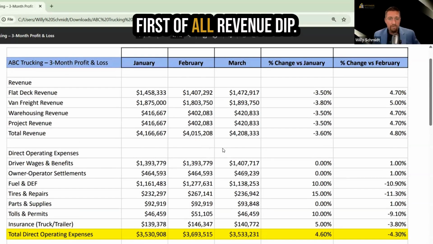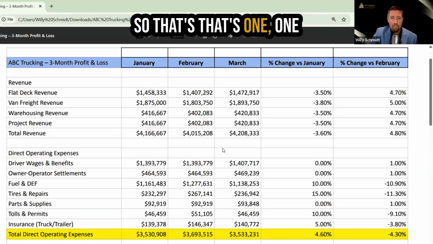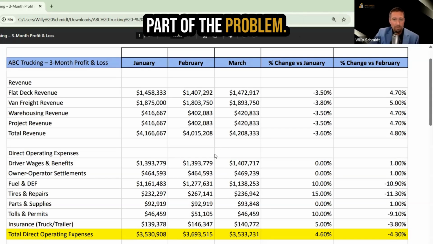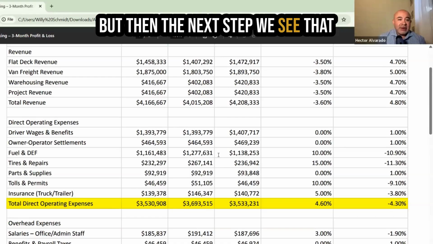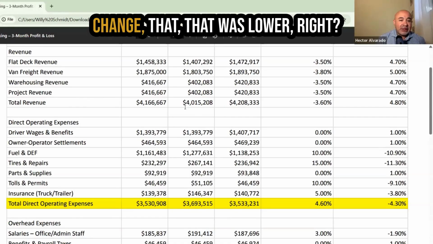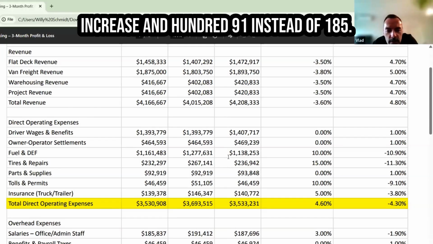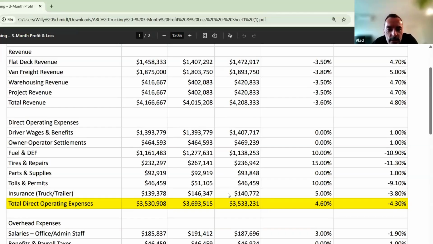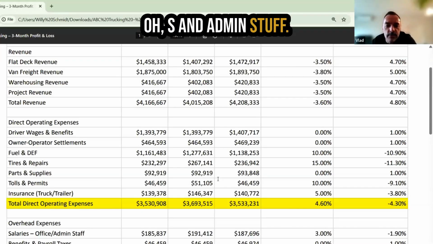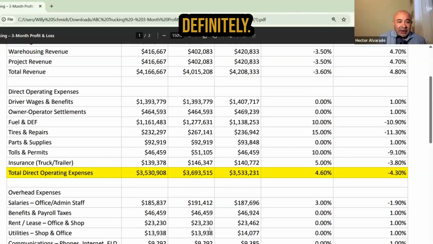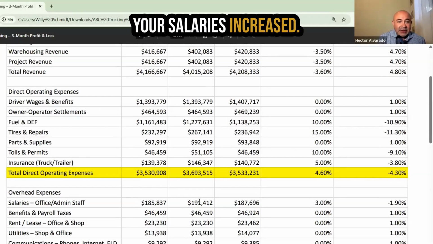Yeah, first of all, revenue dipped. So that's one part of the problem. But then, the next step. We see that we had 100,000 or so in change that was lower, right? So what else do we see? Salaries increased, 191 instead of 185. Office and admin staff salaries. Definitely your salaries increased.